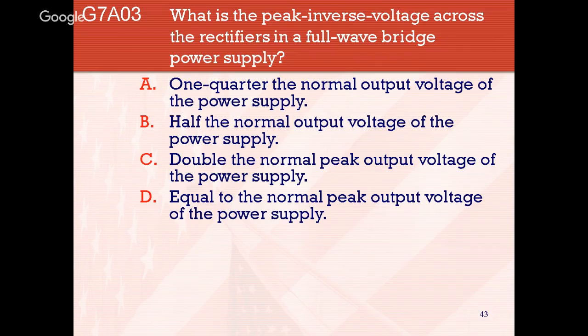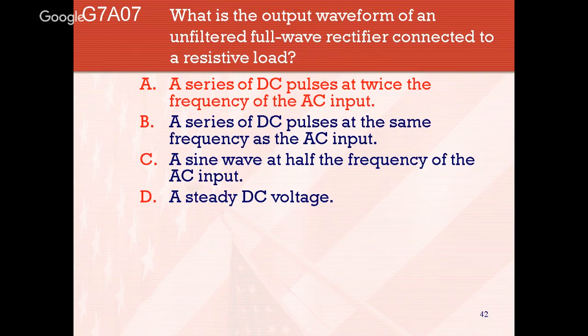Let me back up here real quick and explain this a little bit more. What it means by twice the frequency of the AC input. Your normal AC output is a 60 hertz sine wave. In other words, it cycles 60 times per second. When you put that full wave bridge rectifier on there, it's going to pulse 120 times per second, or twice the frequency of the AC input.